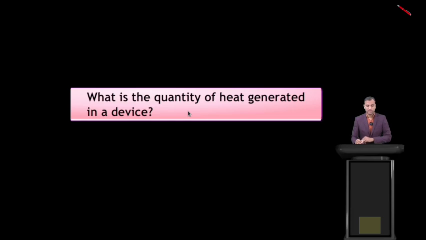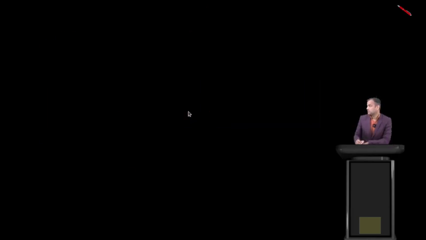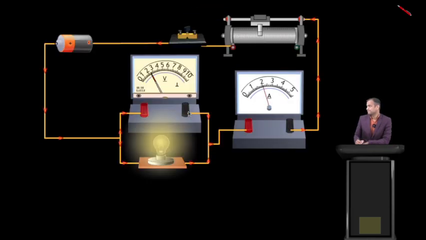Now what is the quantity of heat generated in a device? How can we get an idea of the quantity of heat generated in a device? Let's find out. Here we are using different kinds of instruments. This is a voltmeter, and this is an ammeter.